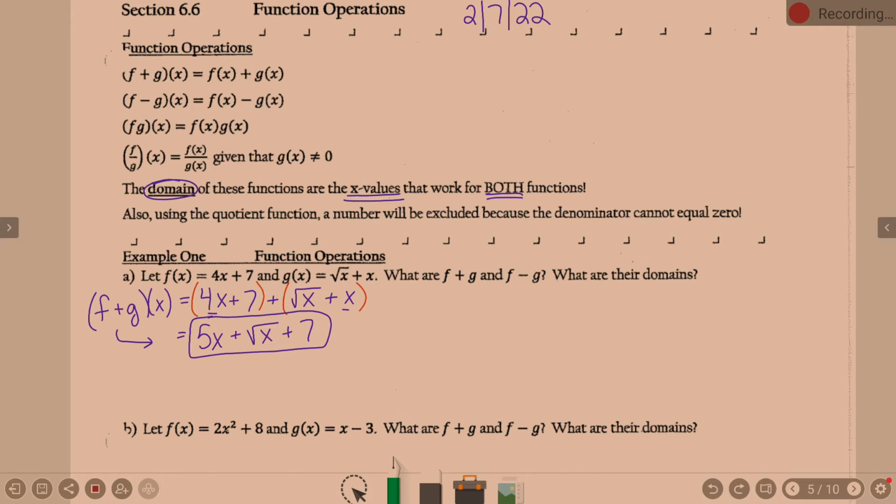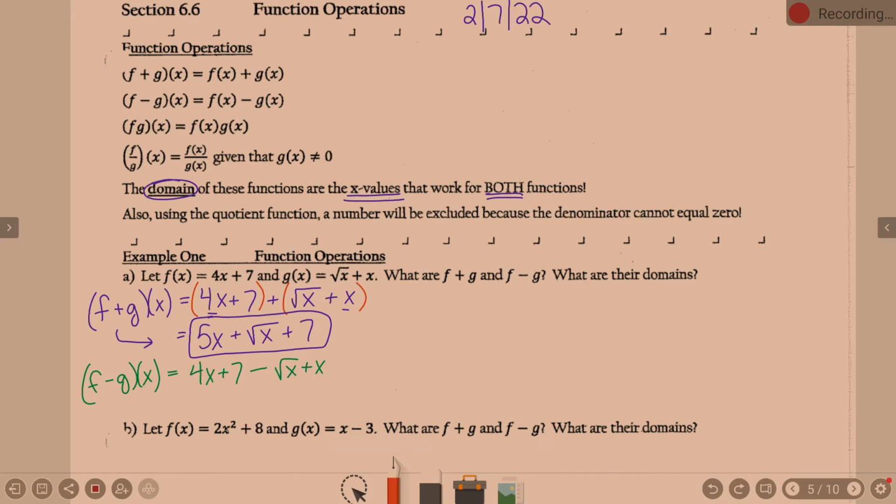Okay, before we talk domain, let's go ahead and talk f minus g. I think I can put it in here. We're going to try and make it work here. So what are we doing for f minus g? F is, again, 4x plus 7. And then what are we subtracting? We're subtracting square root of x plus x.